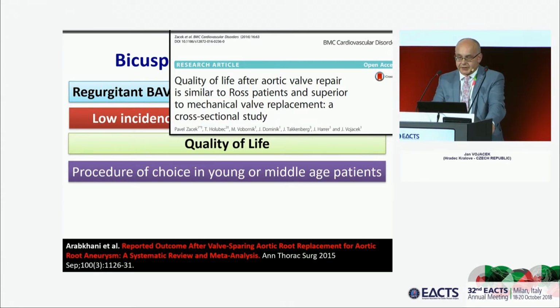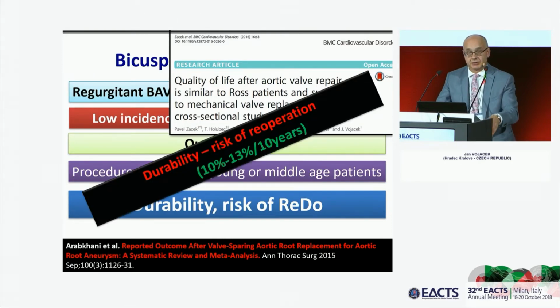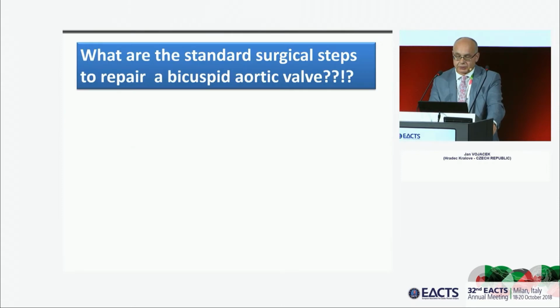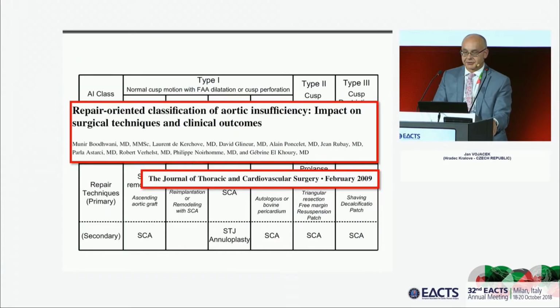However, there are some concerns regarding the durability and risk for redo. And this risk is not zero, as you can see from this nice meta-analysis published in Annals in 2015, where all major players were included. This risk is between 10 to 13% during 10 years. So what are the standard surgical steps to repair a bicuspid aortic valve to ensure good and durable results? This is a beautiful classification of aortic insufficiency, a repair-oriented classification, and as you can see, there are three types of aortic insufficiency: type 1, type 2, and type 3.